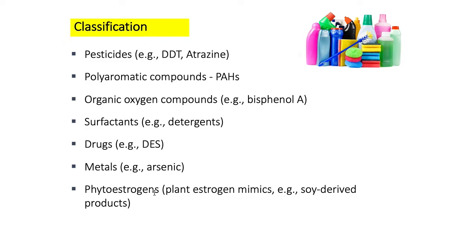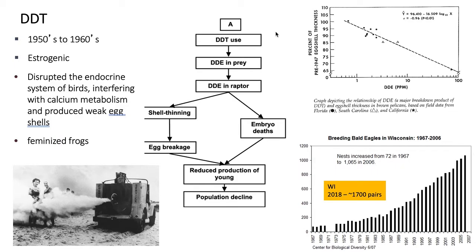It could have been deformities or mental developmental issues. Then there are phytoestrogens, which are plant estrogen mimics, soy-derived products. What the heck do these things do? I'm not going to talk about all of them. I'm going to talk about just two that I know really well: one is DDT, and the other is atrazine.